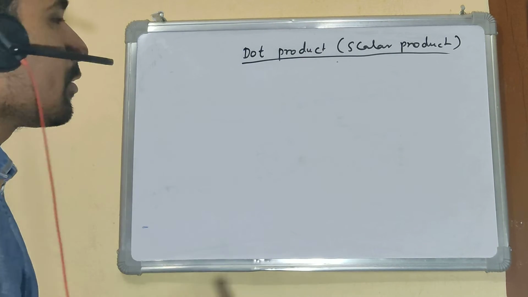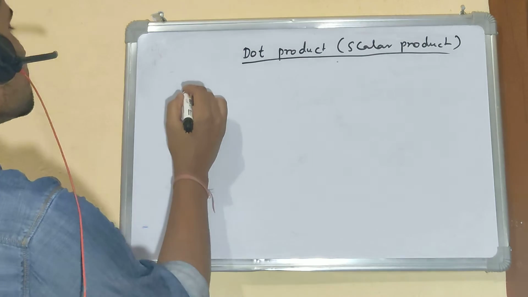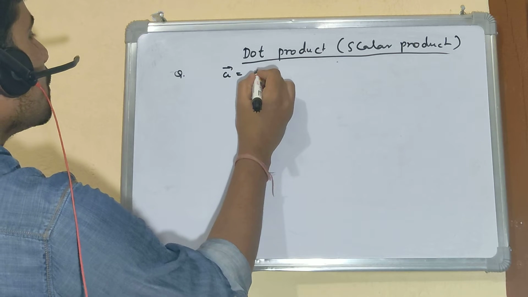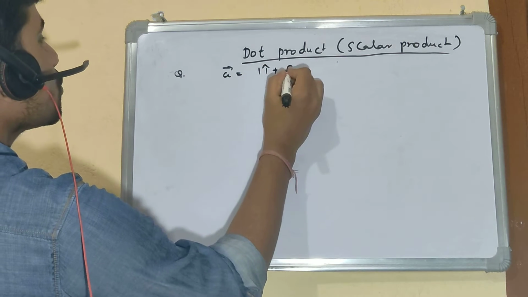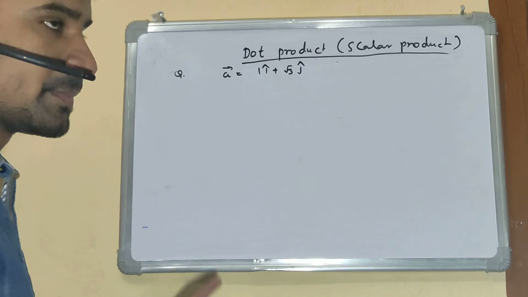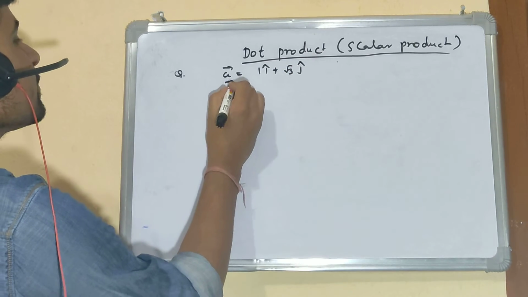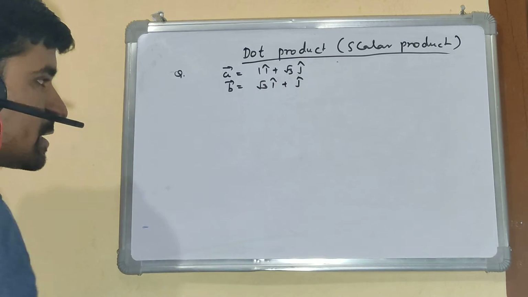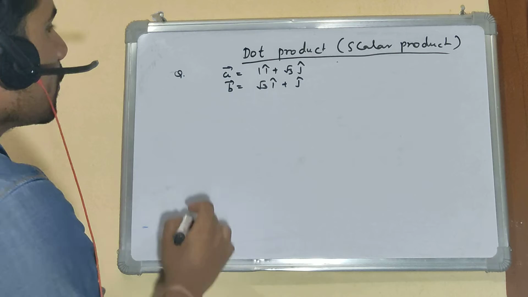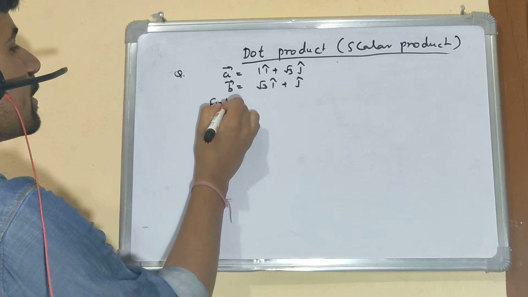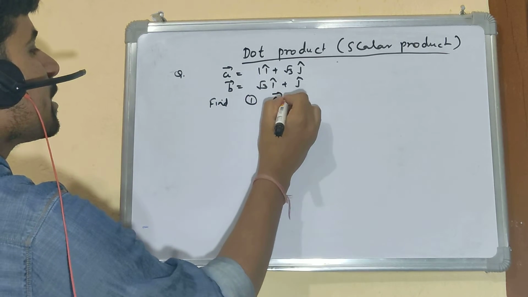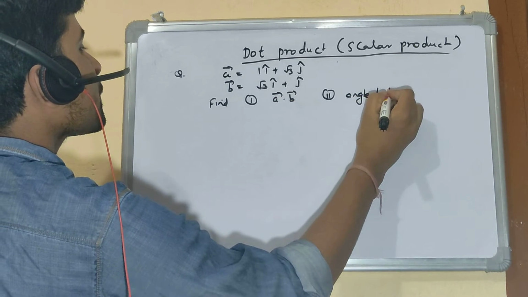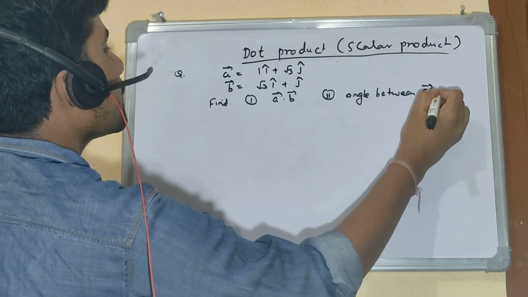So let's solve one more problem on dot product. Let's say a vector is given by 1 i cap plus root 3 j cap, and b vector is given by root 3 i cap plus 1 j cap. Now we need to find first the dot product of A and B, and second the angle between A vector and B vector.